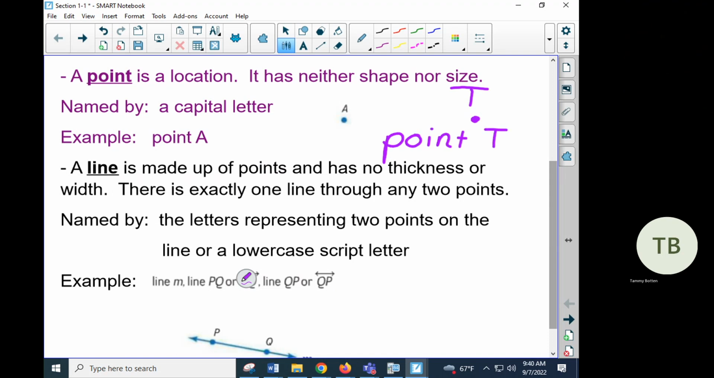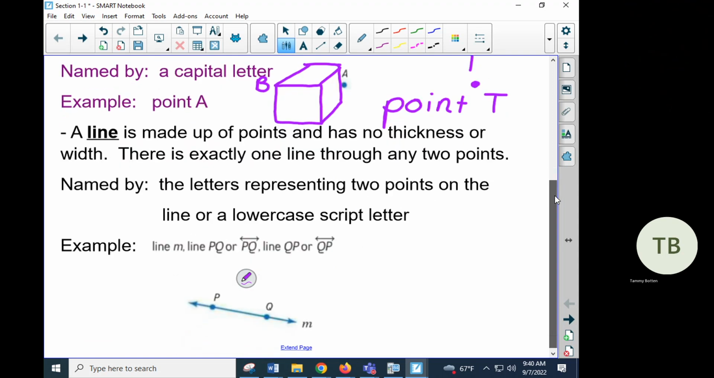Now, as you get further along in geometry, they don't always put a dot where you have a point. They may just put a letter by it. So I don't want you to think that they always have to have an emphasized point, or dot, for something to be a point. All of these would be points, okay? And you always use a capital letter.